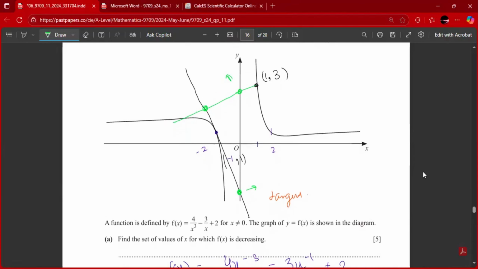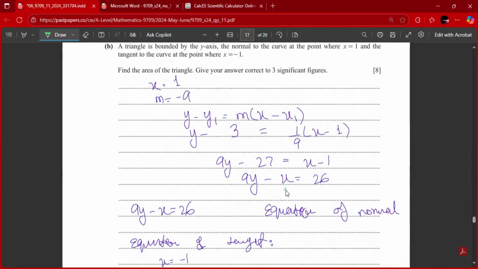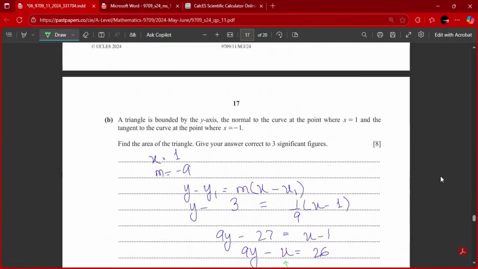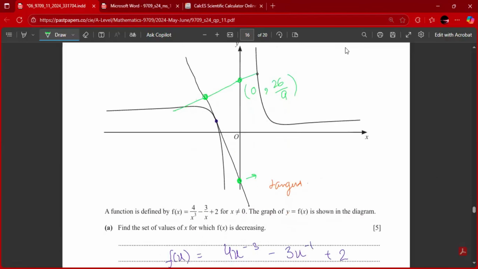What is the value for y when x is 0 on the normal? When x is 0, my y is equal to 26/9. So this point I have found. Let's just erase these extra points we don't need, because there's a high chance of less confusion. So where were we? So this point here is when my x is 0, my y is equal to 26/9. Now we are left with finding 2 more points.